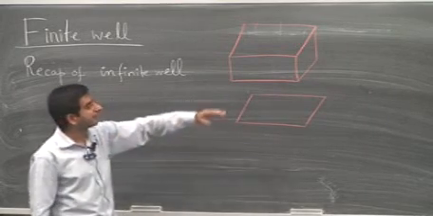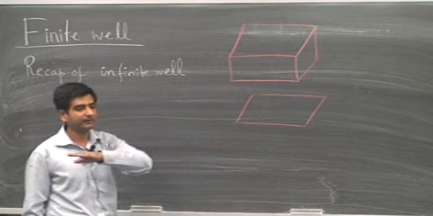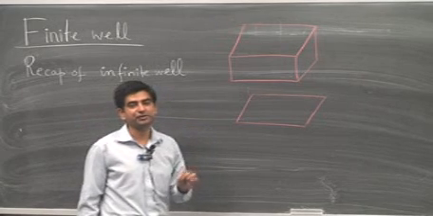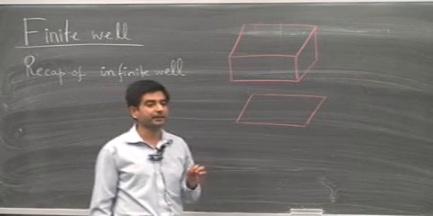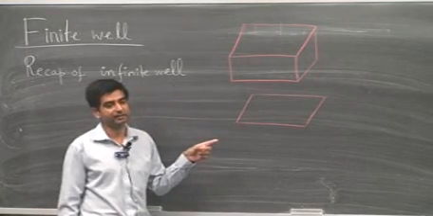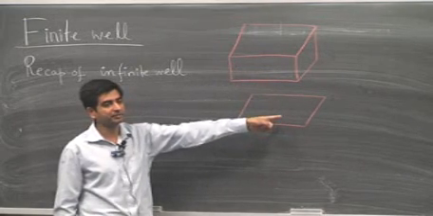But if we reduce the thickness of this material so that we have a sheet, a sheet of 0 thickness, then we are constraining the electron to move only in 2 dimensions. So we are getting a low dimensional material. This is a higher dimensional material and this is a lower dimensional material.